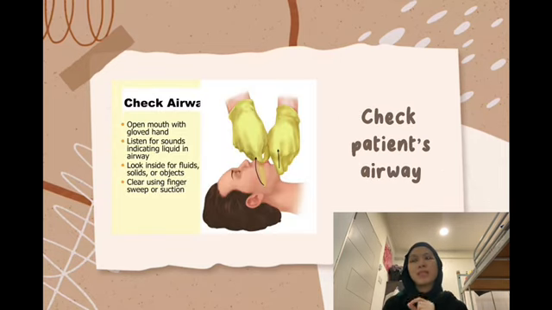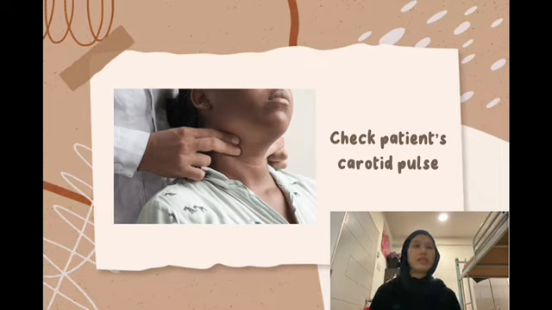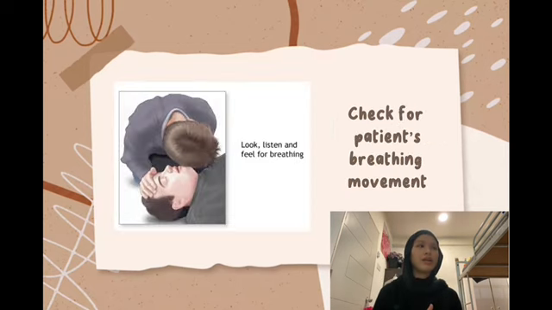Next is checking the patient's airway. Check the airway and make sure it is clear. If foreign material is present, then place the patient in a recovery position and clear the airway. Next is checking the patient's breathing and pulse, by feeling the pulse at the carotid, which is here at the neck, and looking for breathing movement at the chest, whether it's moving or not. If there is no pulse and no breathing movement, we can quickly perform CPR.